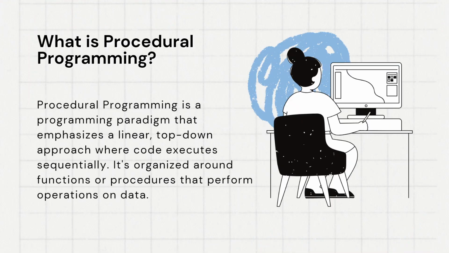So, what is procedural programming? Procedural programming is a programming paradigm that emphasizes a linear top-down approach where code executes sequentially. It's organized around functions or procedures that perform operations on data. There is the word procedure in procedural, so that we can perform the operations on data.